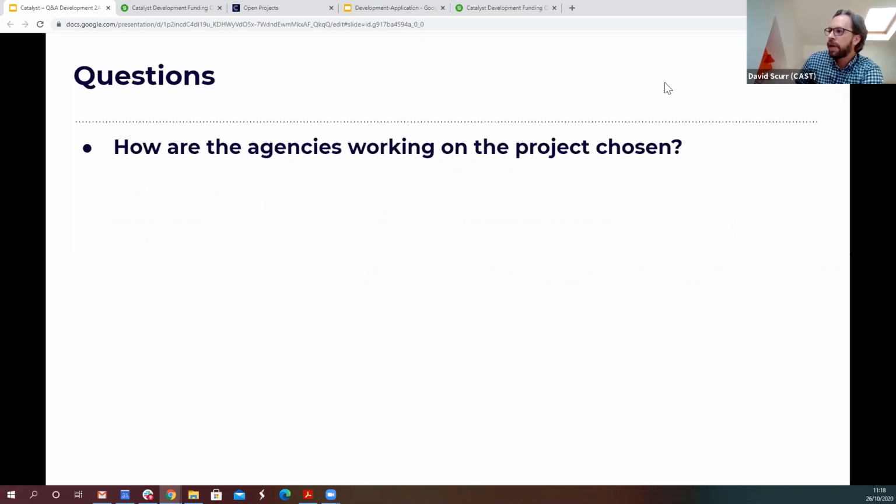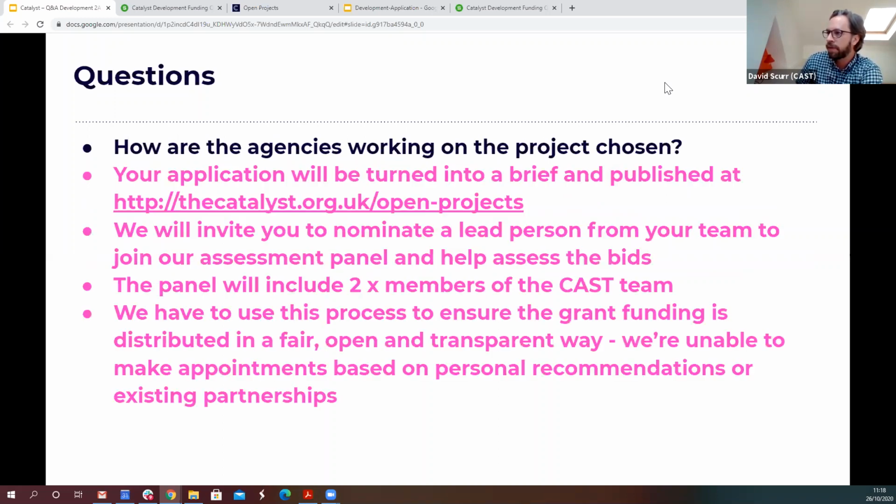How are the agencies working on the project chosen? So how are the digital agencies working on the project chosen? So as I mentioned briefly earlier, for successful applicants, your application will be turned into a brief and published on the open projects page of the Catalyst website. You can see the link on the slide here. And you will see already the 11 briefs from the previous round of development are live on the open projects page as we speak, in case you want to have a look at that.